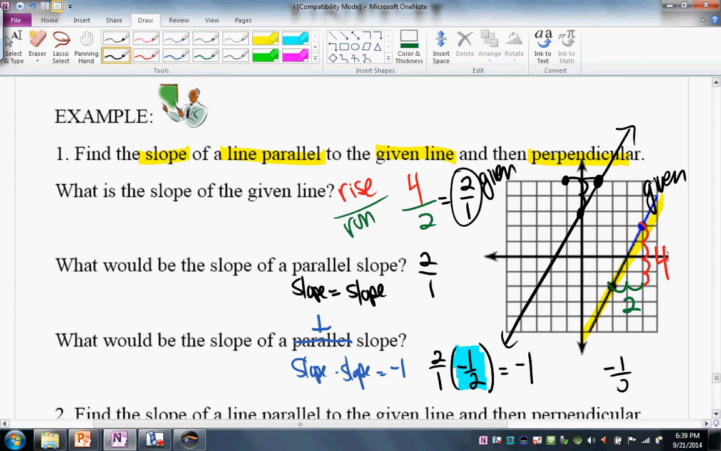So to see if you're right, let's graph that. Let's choose any 2 points here. I'm going to put a dot here, and I'm going to rise 1, and go over 2. I want it to be negative, so I'm going to go left. Ready? Draw a line. Lo and behold, we have a perpendicular line.